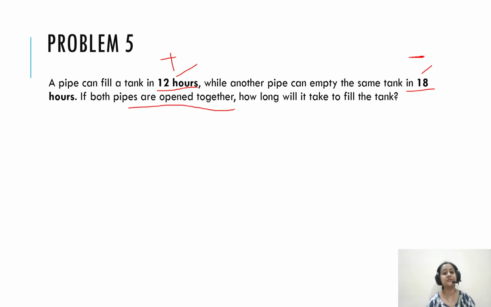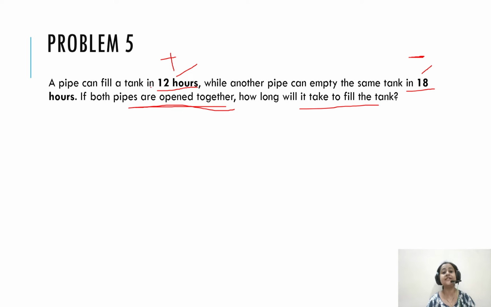This is a little bit unrealistic. We do not generally open both the pipes, but suppose mistakenly both the pipes are open, how long will it take to fill the tank? First thing is whether it will fill the tank or it will empty the tank. Whose strength is higher? That we have to find out.